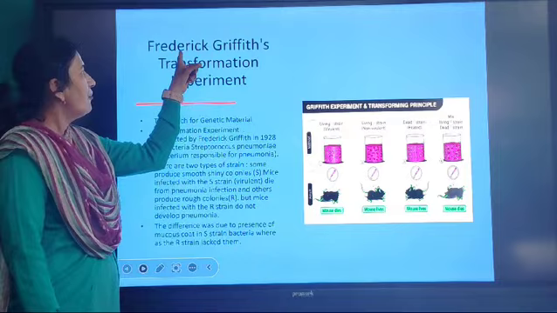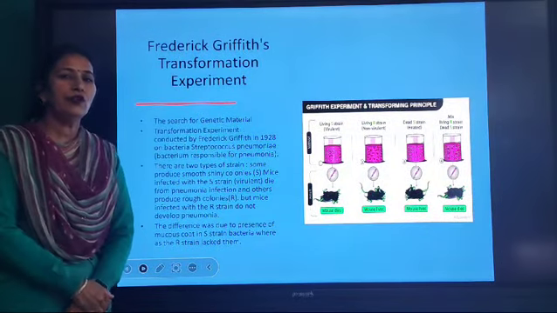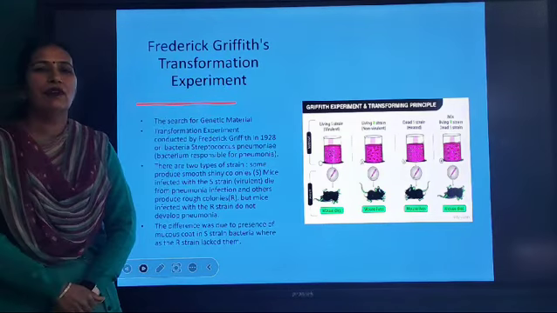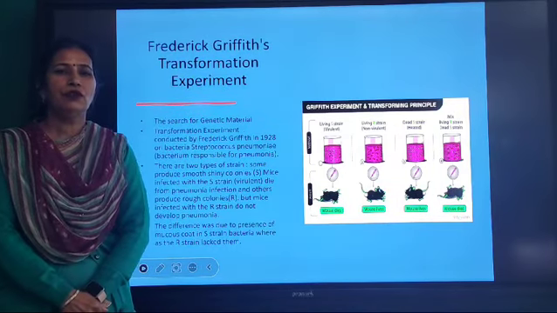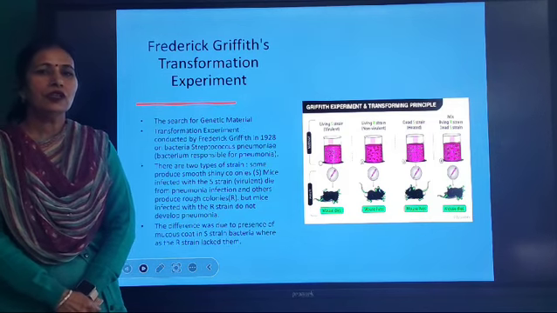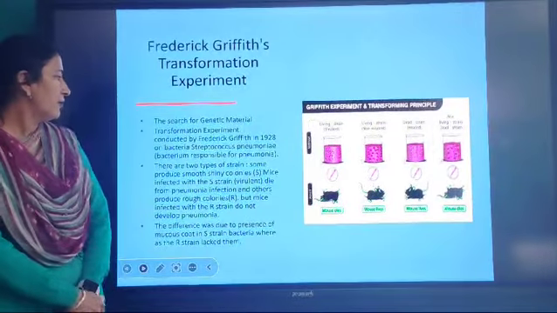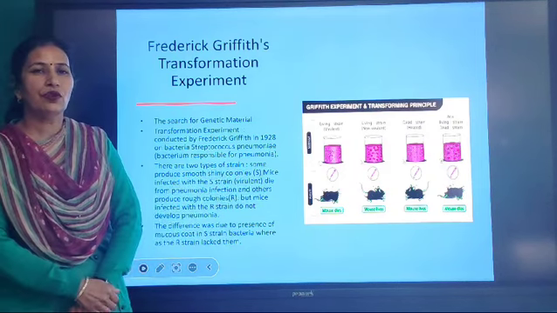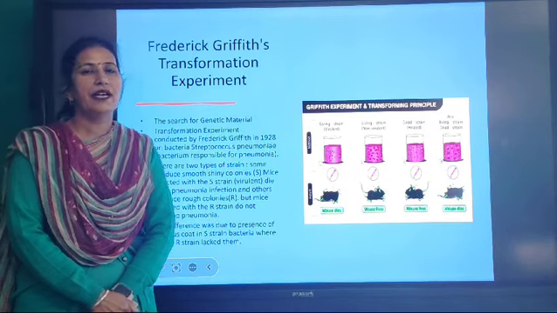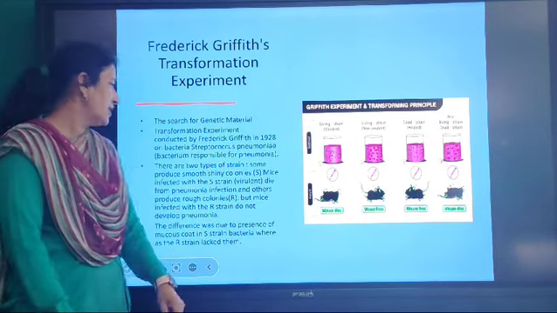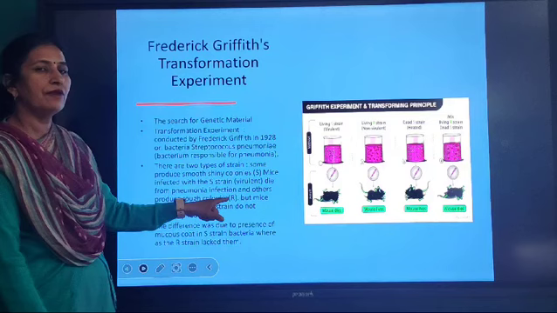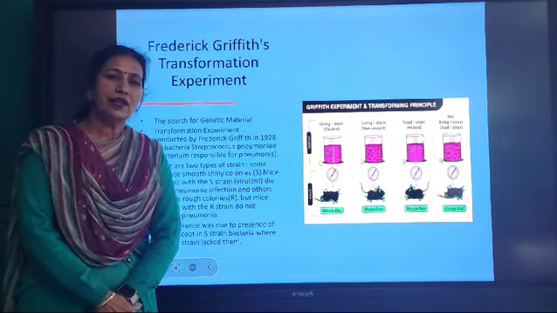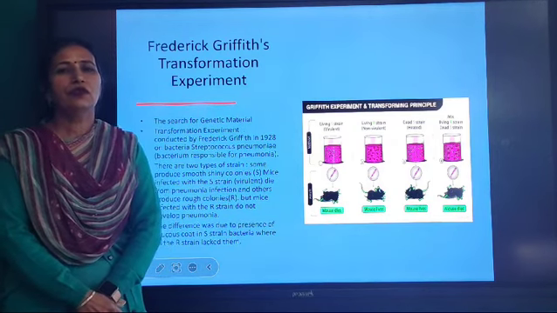First of all, Frederick Griffith in 1928 proposed the transformation experiment. He worked on Streptococcus pneumoniae. There are two strains of this bacteria. One is the smooth strain. This strain has a mucus coat and so it is virulent, that is, it causes the disease. Second is the rough strain. This strain lacks a mucus coat, so it is avirulent, that is, it does not cause the disease.